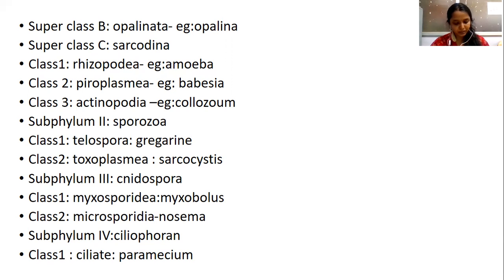The Toxoplasmia are the ones in which the spores are not there. They don't have any flagella or pseudopodia at any stage of their life. Reproduction usually happens by means of binary fission. Whatever cyst is formed will be naked sporozoites. Example is Sarcocystis. The next subphylum is the Nidosporidia.